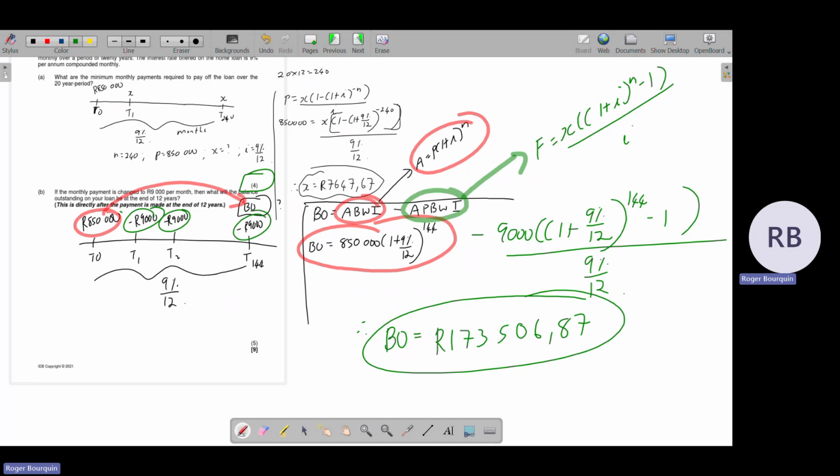Amount borrowed with interest is just your compound interest. The pay back is a future value annuity formula.